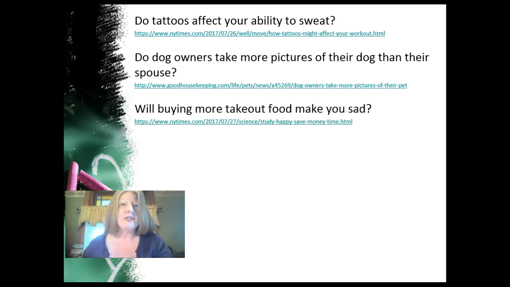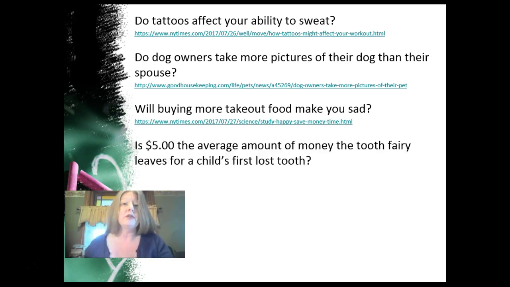Will buying more takeout food make you sad? Here the answer is actually no. They say it'll make you happy because you won't have to do as much cooking and you'll have a little bit less stress in your life. Again, this is according to research, and we're not necessarily saying the research is good. It might not be good research.